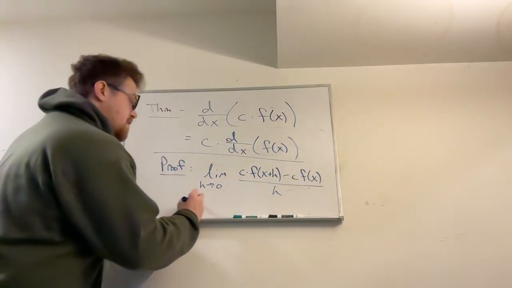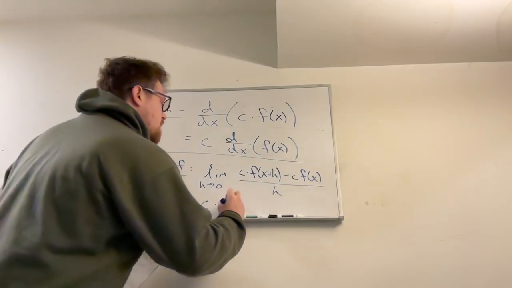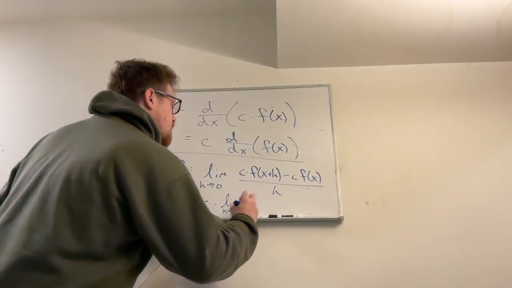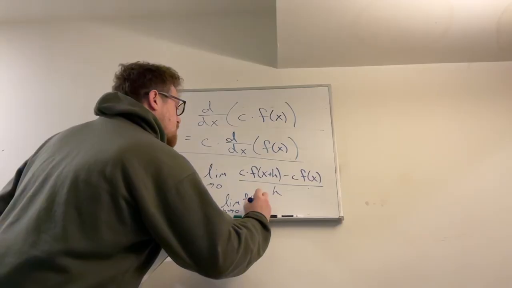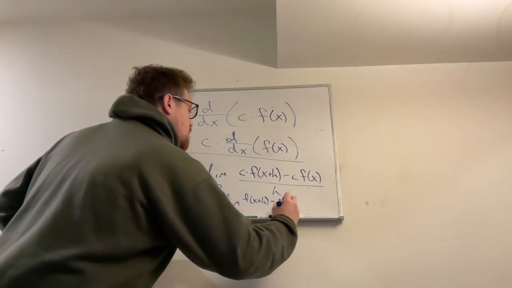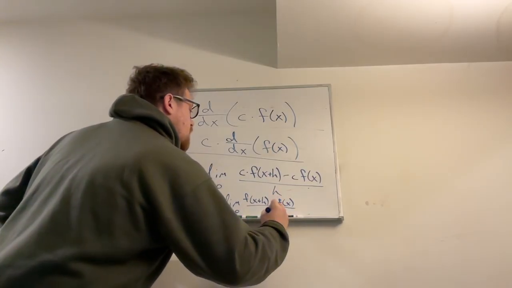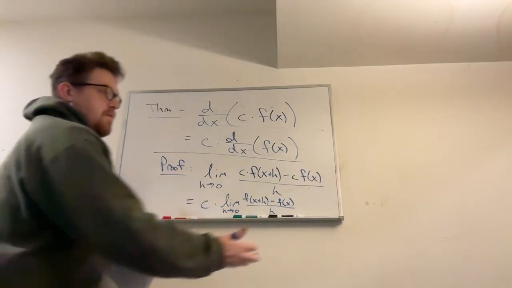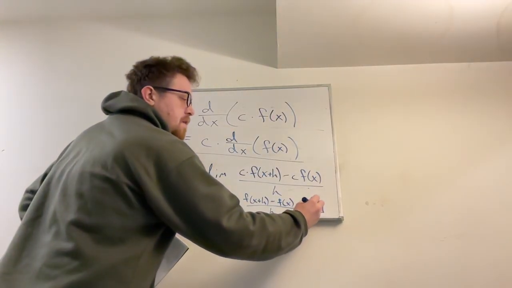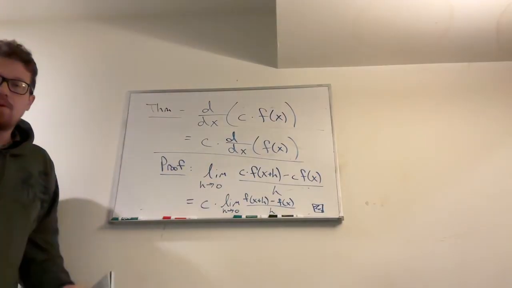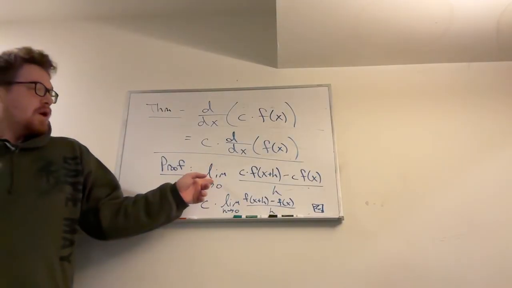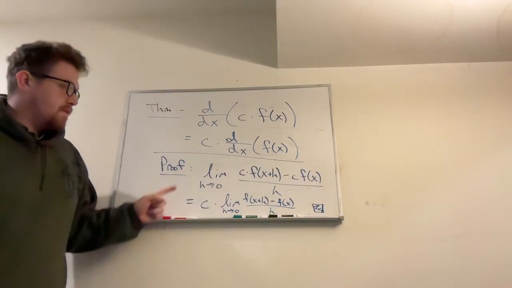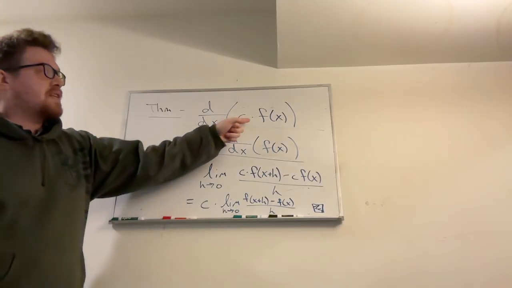This is really just c times the limit as h goes to 0 of f of x plus h minus f of x divided by h. And therefore, this is c times the derivative. That's what we wanted to prove. So just one step, really. QED, right?